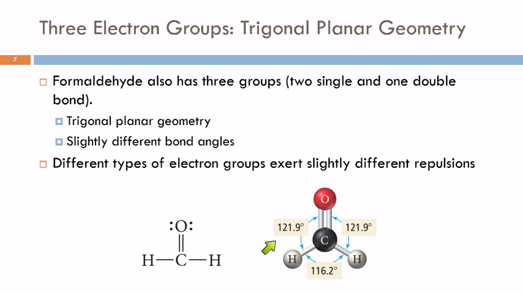Now, you do not need to memorize angles like this. But if I gave you this molecule and asked what the bond angles were, you should be able to tell me that this one is greater than 120 degrees, and this one is less than 120 degrees. Because the double bond is more repulsive. Okay? Any questions?